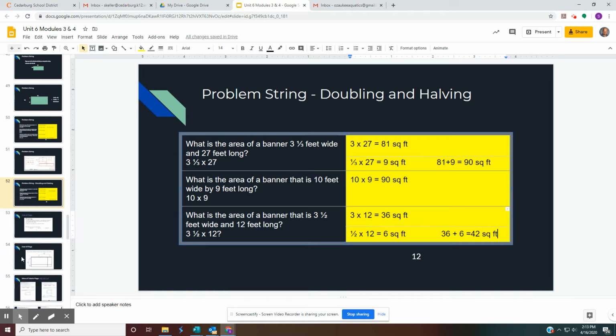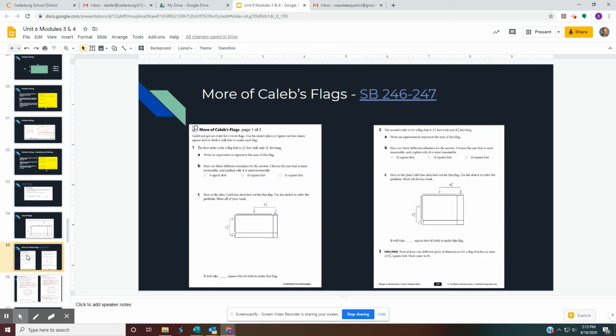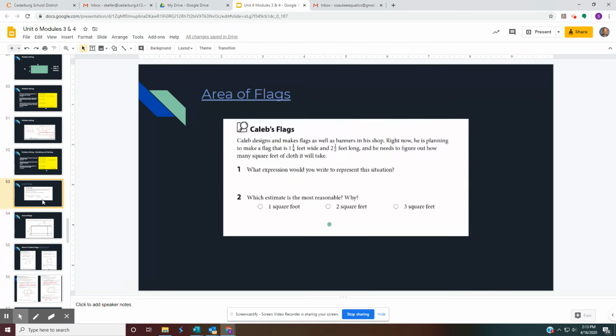Now I need you to open up your books to page 246 and 247. But before we begin that, I want you to take a look at Caleb's flags. Unlike Mark and Brad, who were dealing with volume of boxes, Caleb is going to design flags or banners, and he needs to figure out the area of these because we only have one layer. We're not building layers on top of each other. So just one layer, and we're trying to figure out how many square feet these banners are going to be.